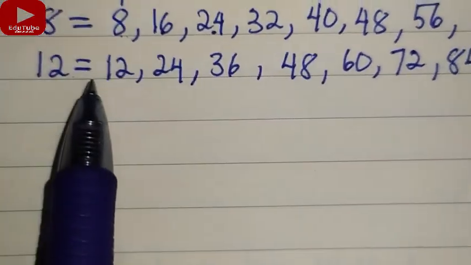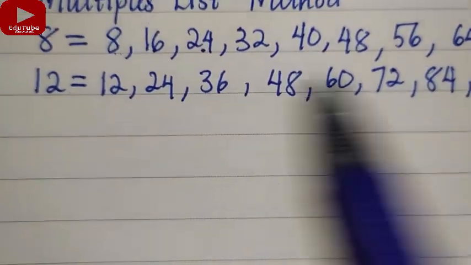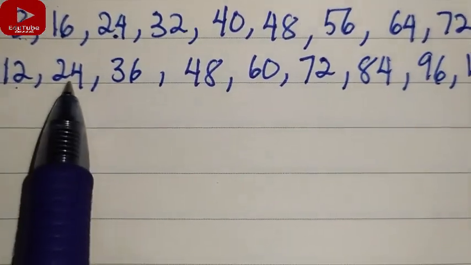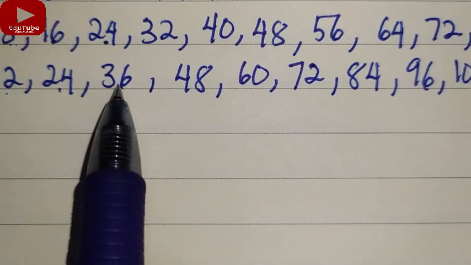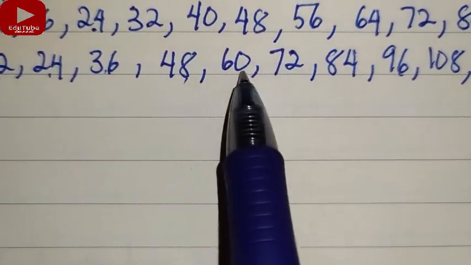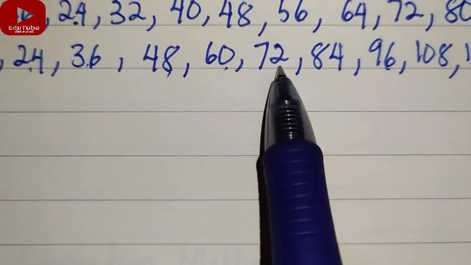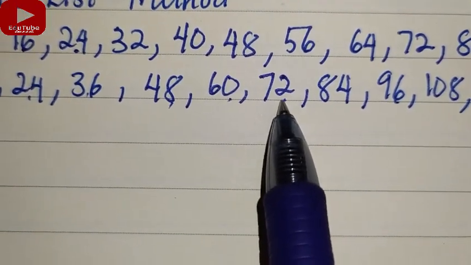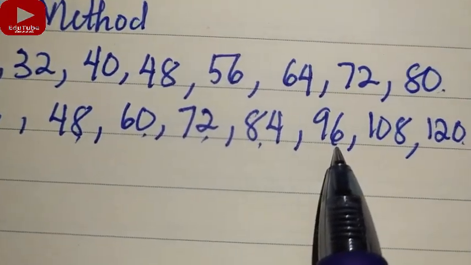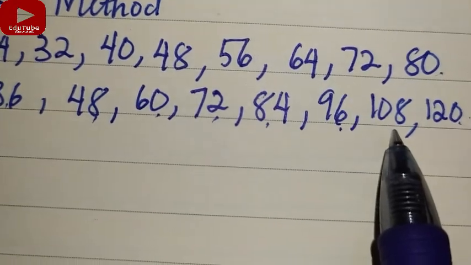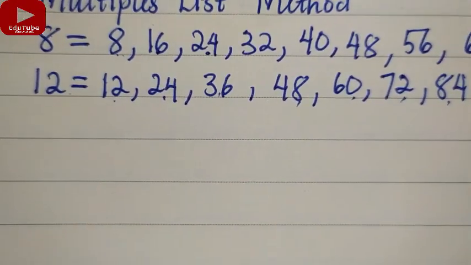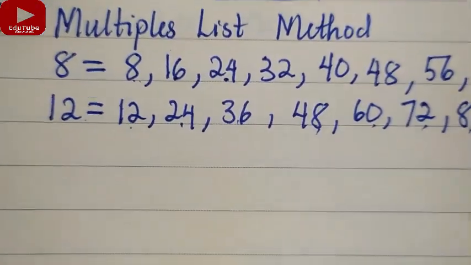So we've listed out the multiples of 12 using the multiplication table, which, as I said, you could also do with repeated addition. 12 plus 12 is 24, 24 plus 12 is 36, 36 plus 12 is 48, 48 plus 12 gives 60, 60 plus 12 gives 72, 72 plus 12 gives 84, 84 plus 12 gives 96, 96 plus 12 gives 108, and 108 plus 12 gives 120. Either way, you could use your multiplication table or step counting to find your multiples.